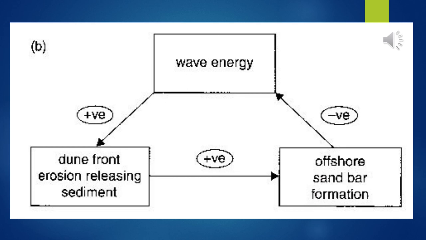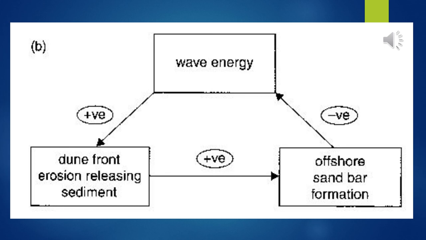This is a diagram of the negative feedback in action. You can see the wave energy during a storm increases, so we've got an example of positive feedback. The dune front is eroded by the increase in wave energy. That then has an increase in the offshore sandbar formation. So you can see the first two are positive changes, positive feedback. And the last one is negative, because actually the sandbar decreases the wave energy.